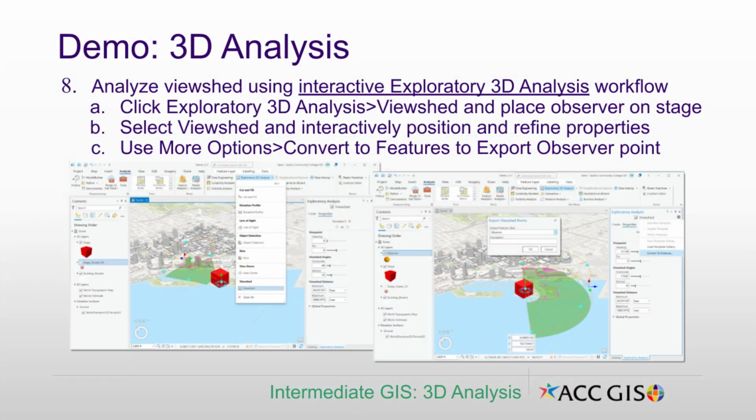During the rock concert, they'll be filming a video from the stage. So we want to analyze the viewshed using the interactive exploratory 3D analysis workflow. First, you'll click the exploratory 3D analysis button and then select viewshed and place an observer on the stage location. Then you'll select the viewshed and interactively position and refine the properties. Last, you'll use more options to convert the features to an observer point feature class.